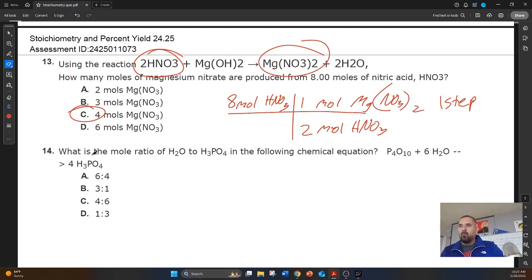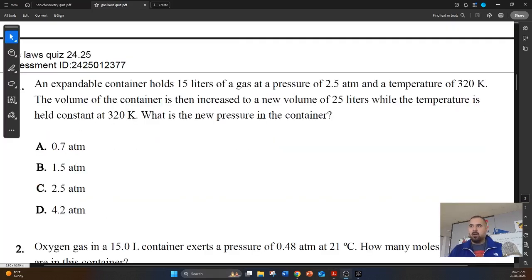And then what is the mole ratio of H2O to H3PO4? So that's going to be 6 H2O for every 4 H3PO4. So A was the correct answer for this one. And that's it. That's our stoichiometry. Let's go ahead and move on to gas laws. All right, here we are, gas laws. First problem. Let's get started.